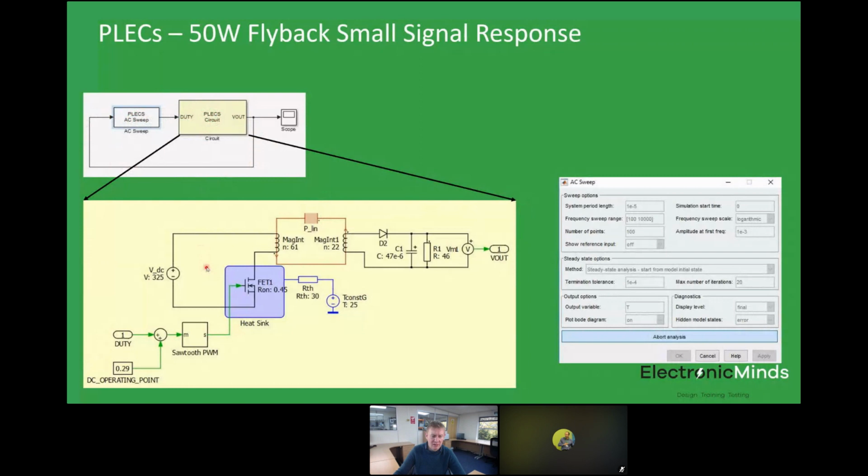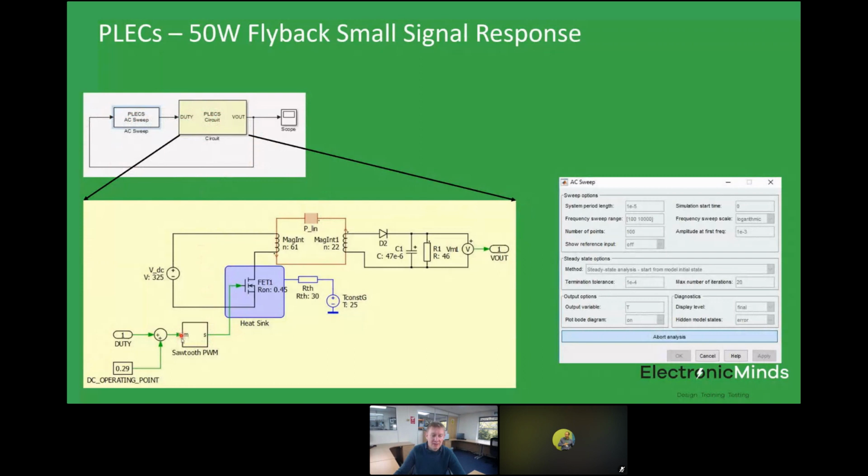Inside the block, I've had to include a few extra things. So this is just a standard PWM generation block. It generates 100% PWM if we put a value of 1 on the input, and 0% duty cycle if we put 0 on the input.